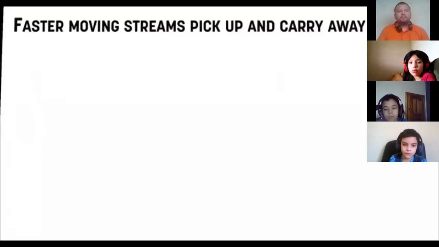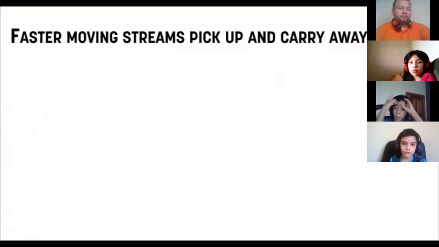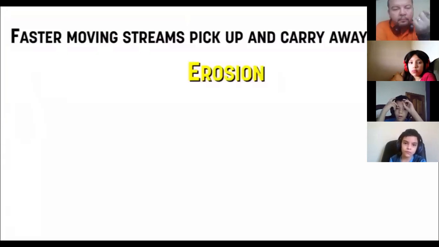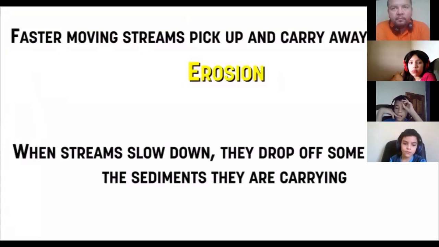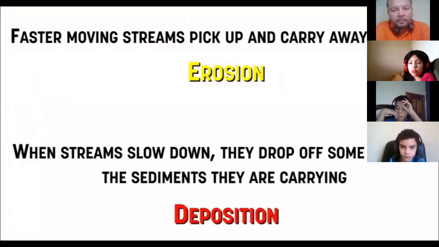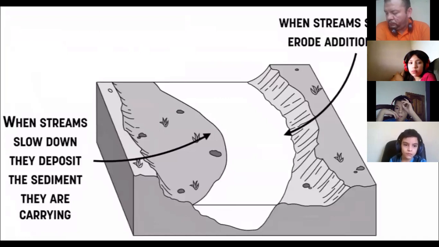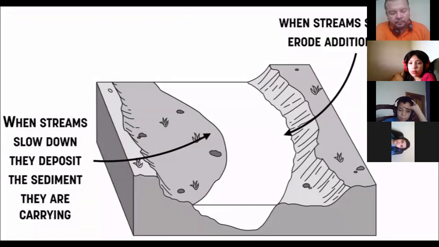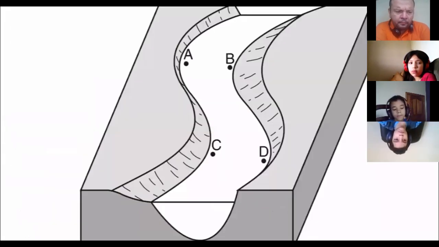So tying this back into erosion and deposition, faster moving streams pick up and carry away sediment. That's erosion. When streams slow down, they will drop off some or all of the sediment they're carrying. That's deposition. So in our stream example, when a stream is slowing down, which is the inside of a curve, they'll deposit sediment. When a stream is speeding up on the outside of a curve to keep up, they'll do more erosion. So in a stream channel like this, I have an erosion and depositional system.